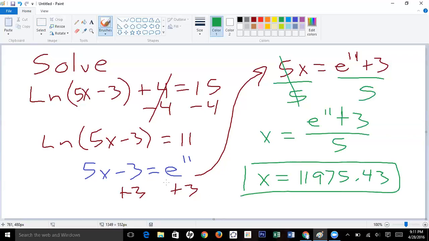So the first thing we wanted to do when we were solving this was isolate the natural logarithm, and we accomplished that by subtracting out the 4. We then used the fact that the natural logarithm has a base of e to move that base over to the other side as an exponential base. Once we had done that, we could use our properties of algebra to subtract the 3, or add the 3, and divide off the 5 to isolate x. And ultimately, we got x to equal 11,975.43.